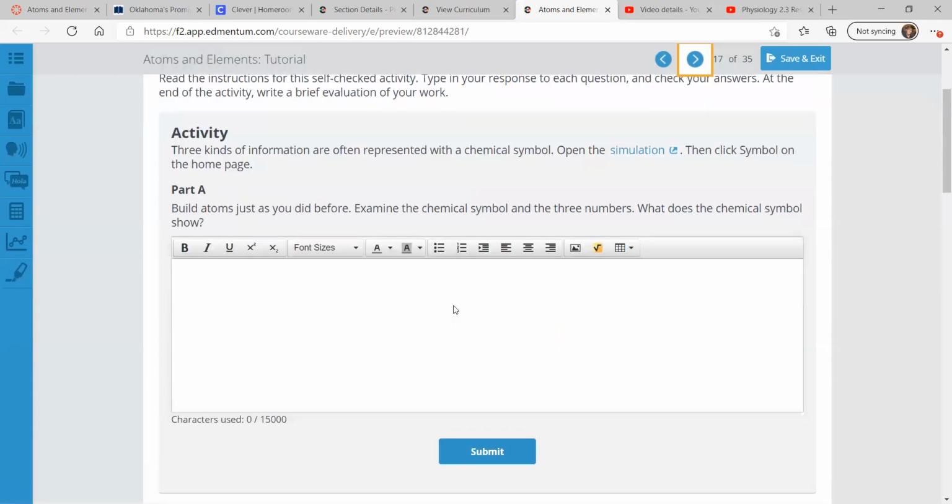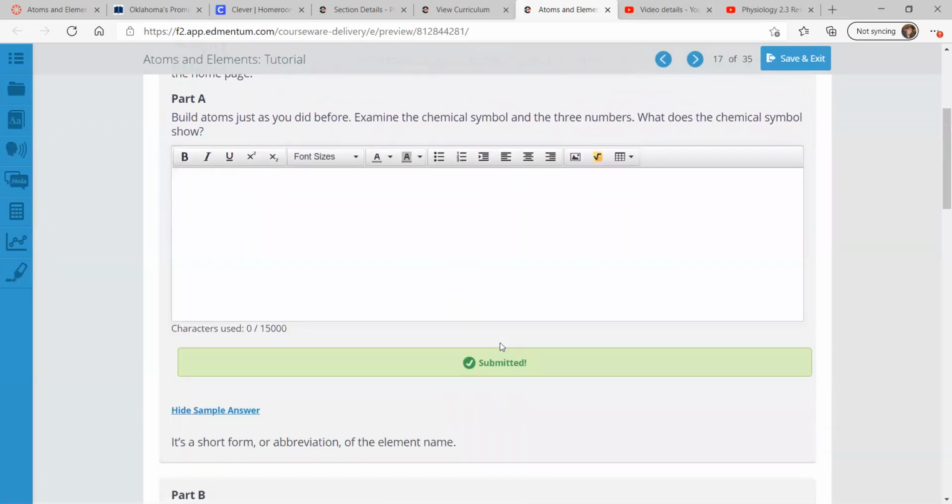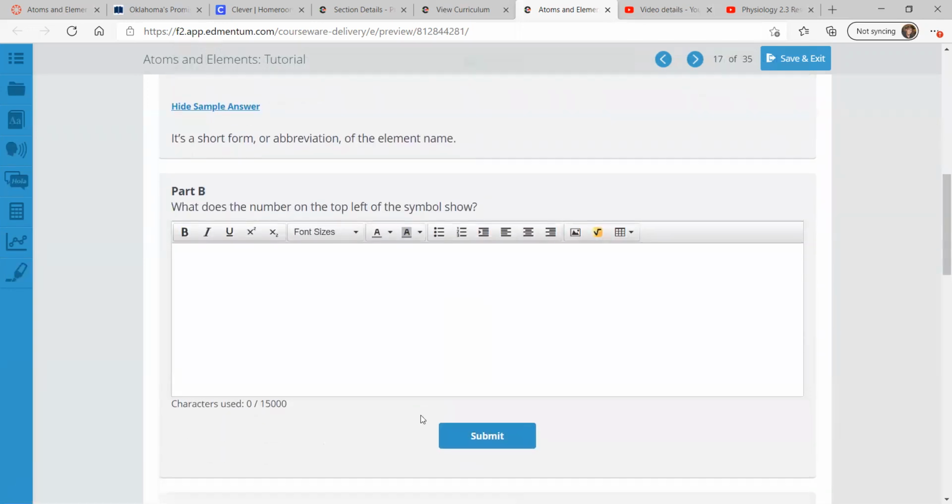And this activity uses another simulation, and I'll just show you the answers right now. The chemical symbol shows it's a short form or an abbreviation of an element. It's just a quicker way to describe what the element is.